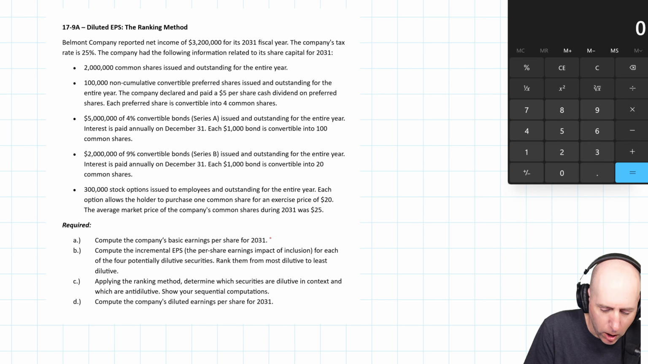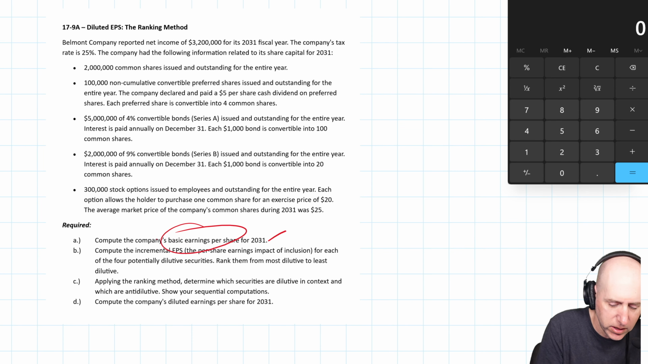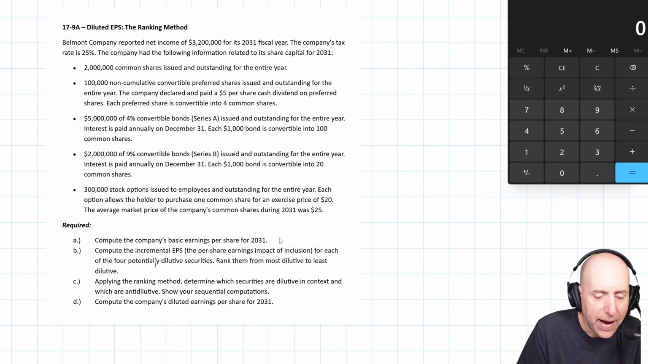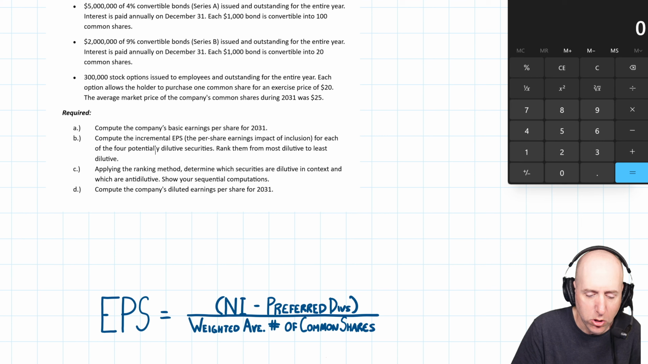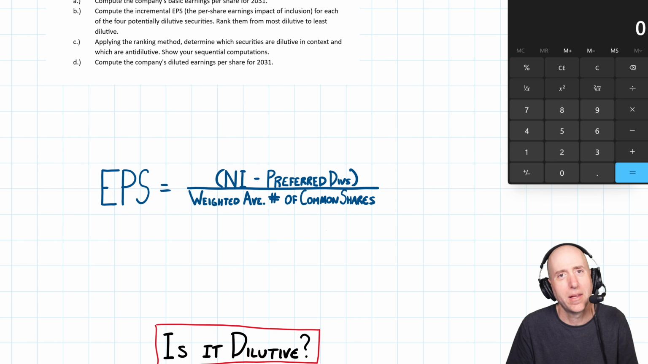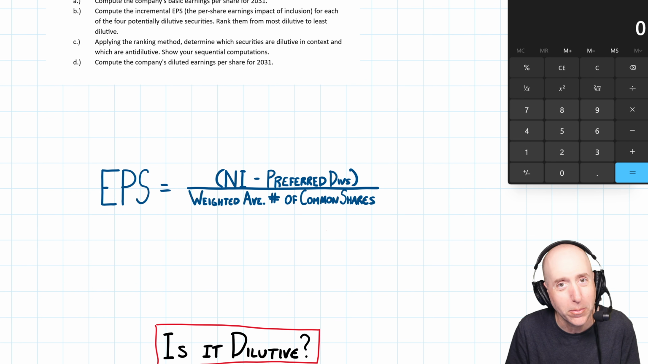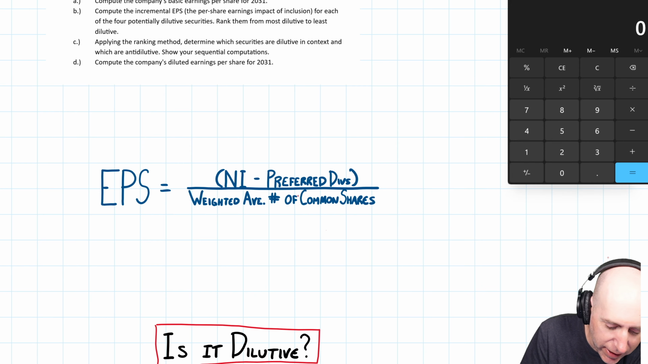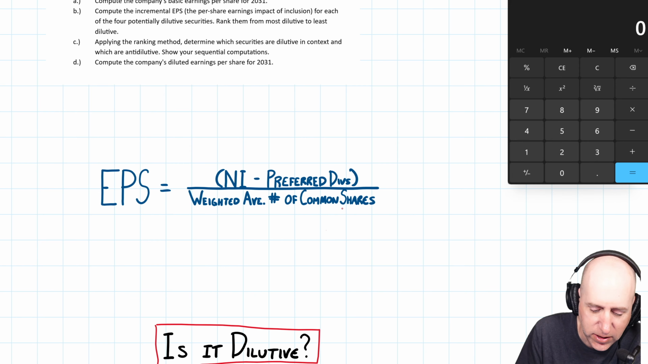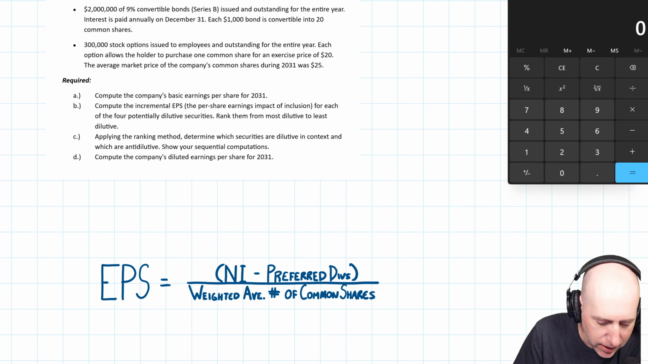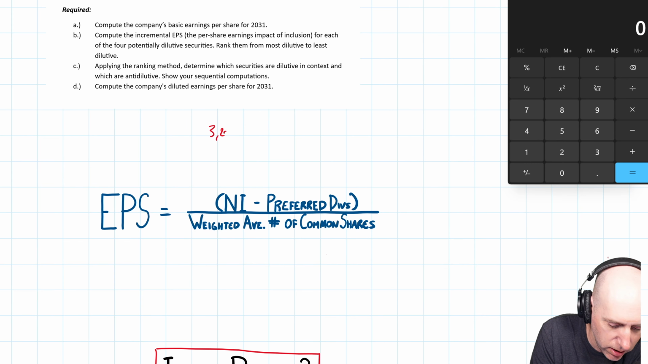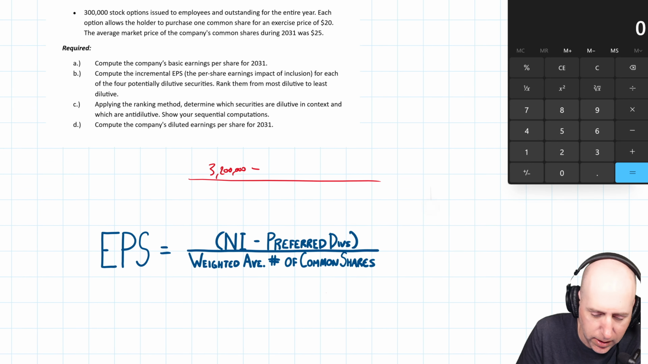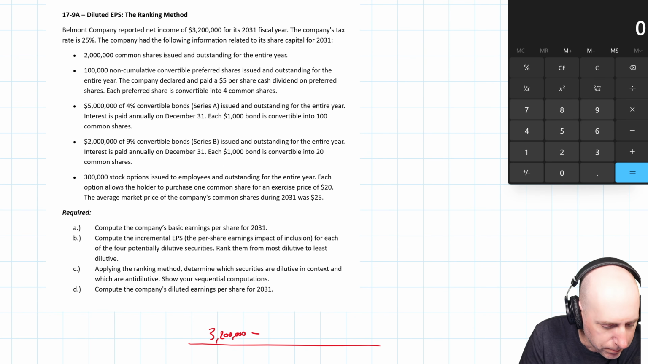Looking at the required, we're always asked to do basic earnings per share first, and we already have some basic earnings per share info. You, of course, have this formula memorized. If you don't and you're taking an intermediate accounting class, you should. Net income minus preferred dividends divided by weighted average number of common shares outstanding. That is our formula for basic earnings per share, and we've just been given the net income. So let's get this started: 3.2 million minus the preferred dividends divided by the number of shares, and let's read on.